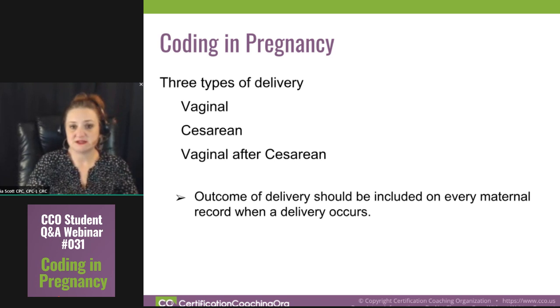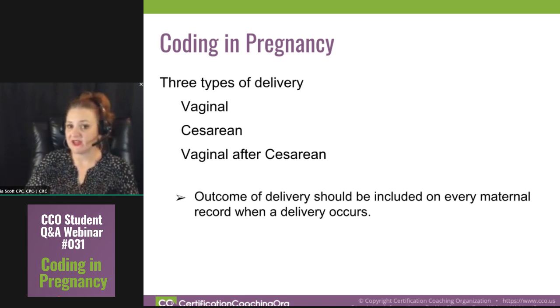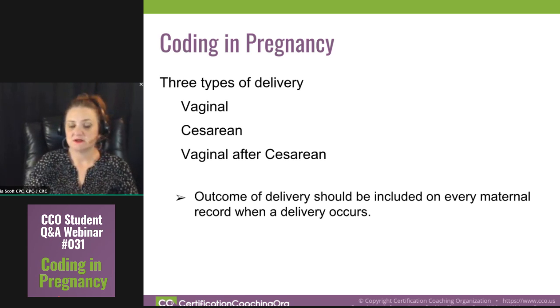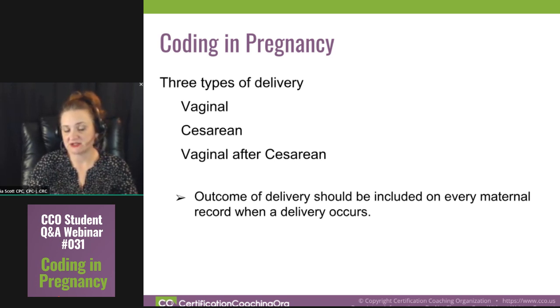If one is deceased and one is alive, then there's a code for that. You know, one live born, one stillborn. And note the definition of stillborn. You just take your time to go and look at that, because a baby that is born after or in the third trimester is no longer considered a miscarriage. That's a stillborn baby.